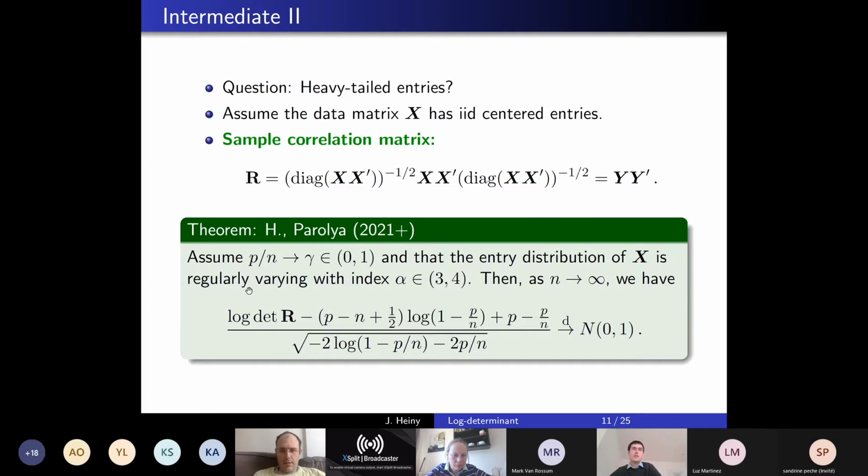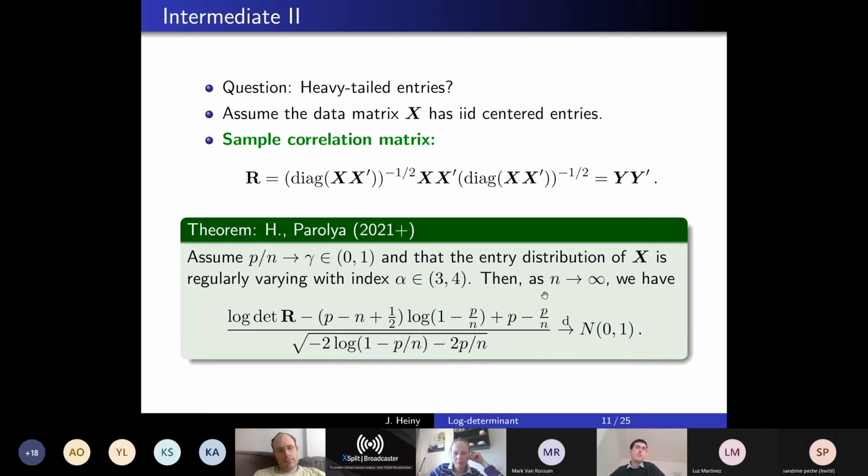And I assume that the entry distribution of X is regularly varying with an index alpha between 3 and 4. So just think of tails of the kind x to the minus alpha times some slowly varying function, which you may as well interpret as a constant. Then as n to infinity, you have the following CLT, where now the centering and the scaling is explicit.